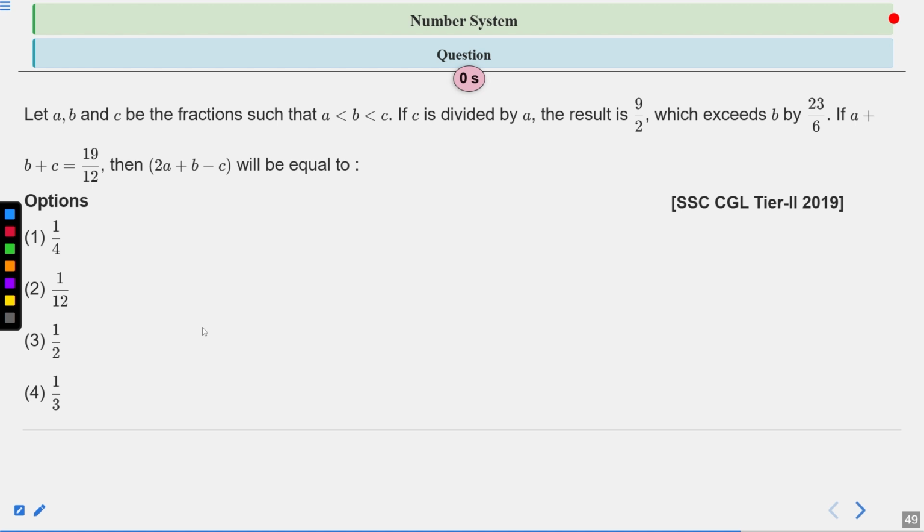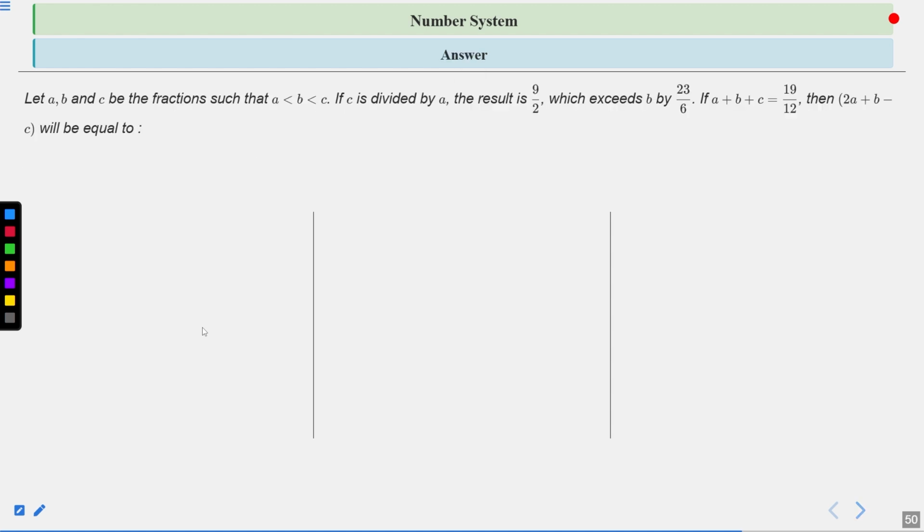Now time's up. Let's see the solution of this question. We simplify the question according to what is given. The question says that a is less than b, b is less than c, and c divided by a is 9 by 2, which exceeds b by 23 by 6, and the value of a plus b plus c is 19 by 12. So we need to calculate 2a plus b minus c. So we simplify it. The correct answer of this question is the first option, which is 1 by 4.